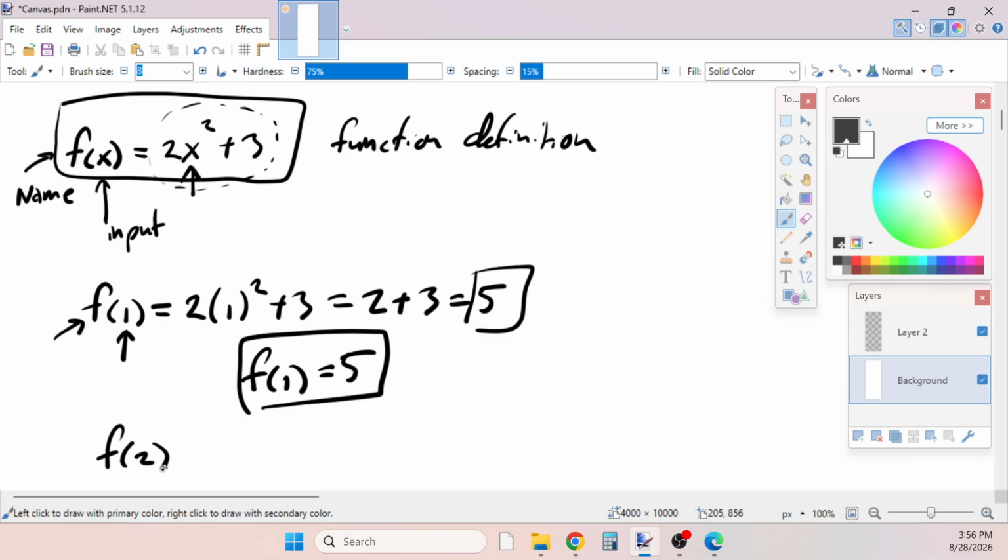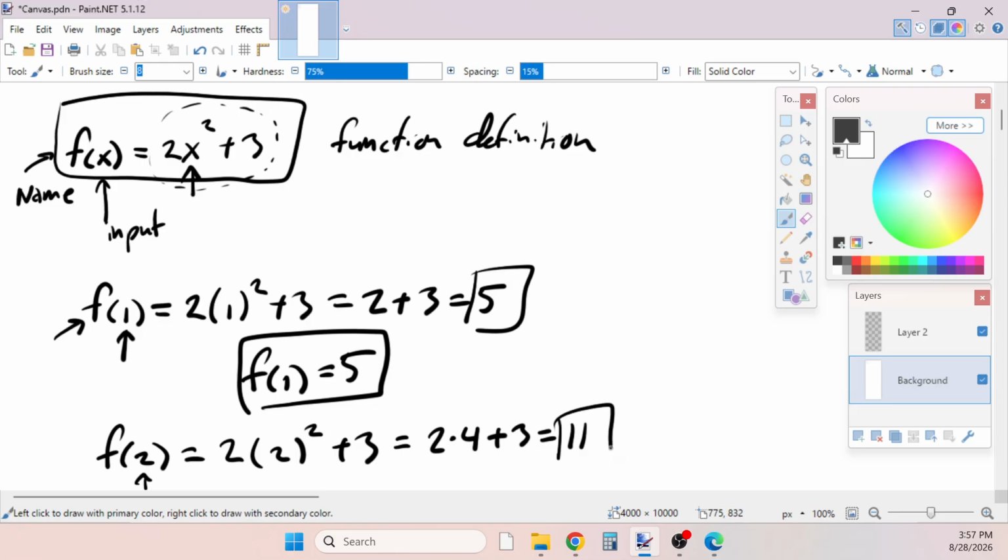If I plug in a different number, the x changes to whatever that new number is. 2 squared is 4. 2 times 4 is 8. 8 plus 3 is 11. This means that f of 2 equals 11.